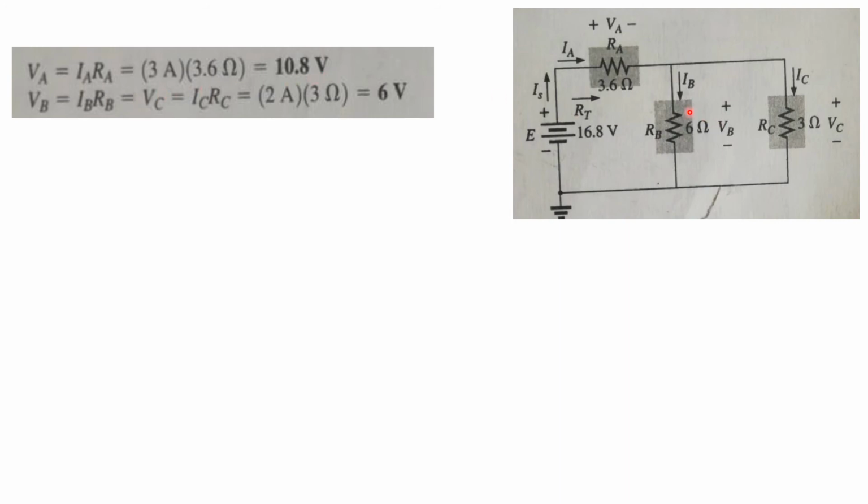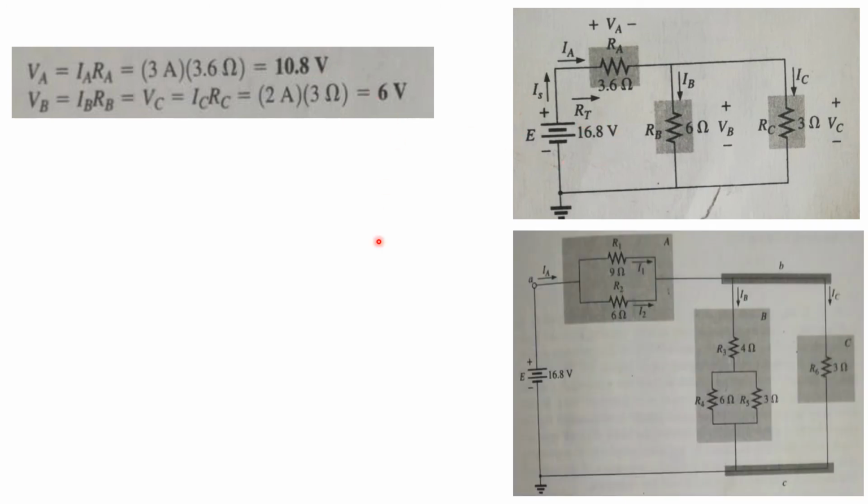Now VB and VC are in parallel. It means that the voltage VB is basically equal to VC. So we can write that VB is equal to IB into RB, which is equal to VC, which is equal to IC into RC. Substituting the value, we will get the value 6 volts. Now if you add these two voltages, you will get the total voltage. It means the result is correct.